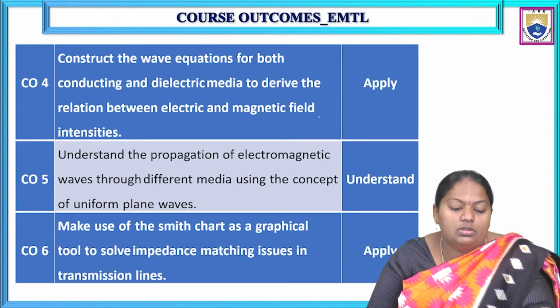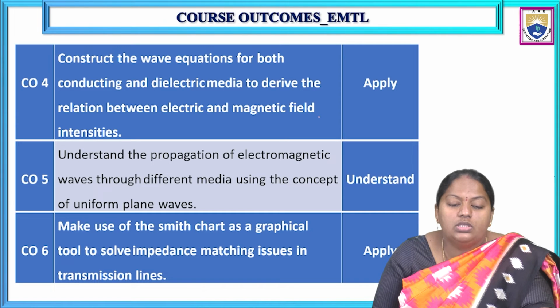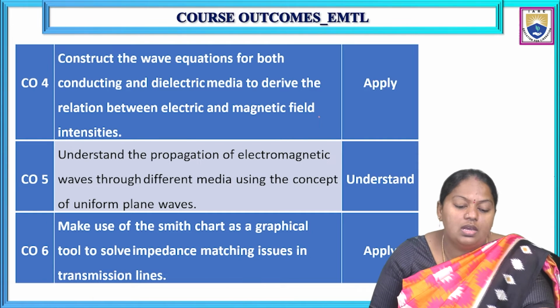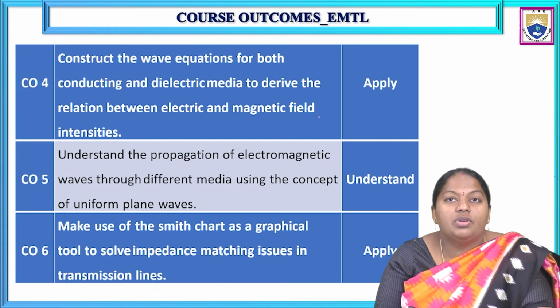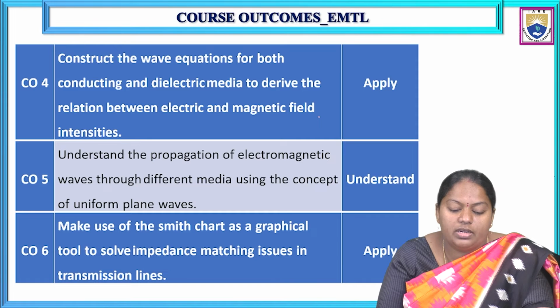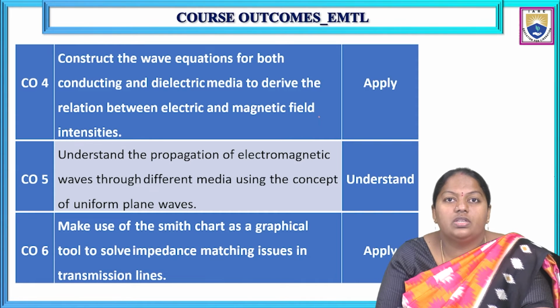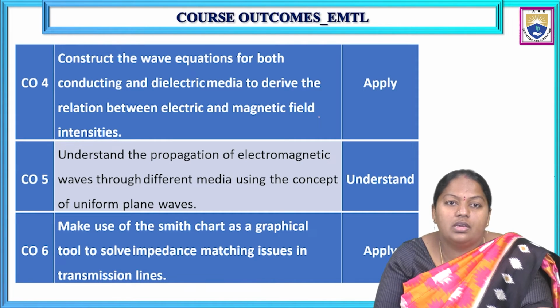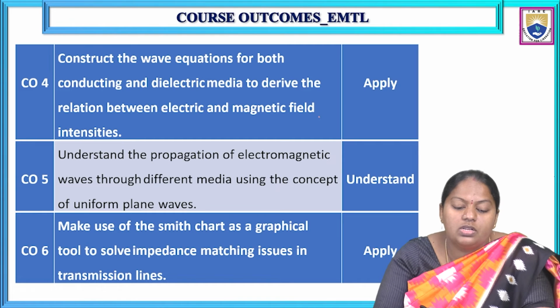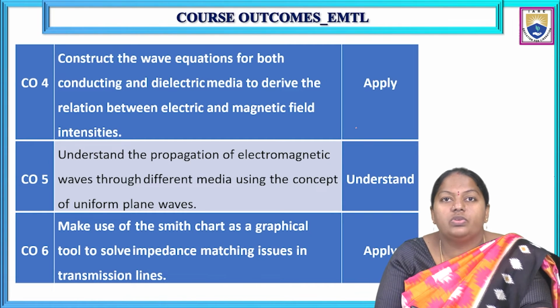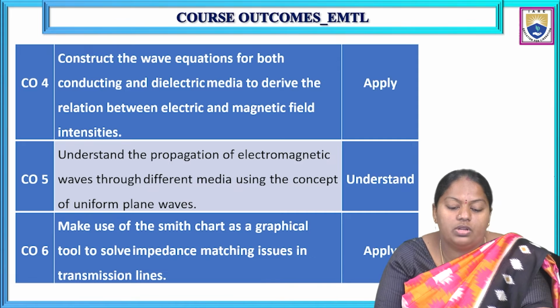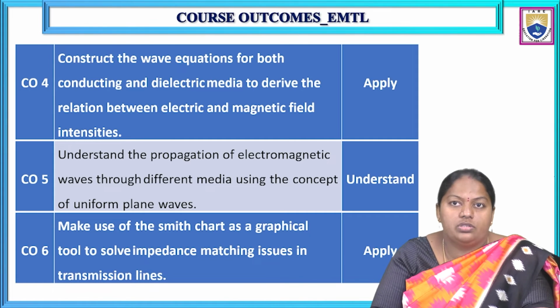Next one, CO4. Construct the wave equations for both conducting and dielectric media to derive the relation between electric and magnetic field intensities. This one is for wave propagation. With this, we will construct wave equations and relate the electric field intensity vector E with the magnetic field intensity vector, and derive the relations between E and H in normal case as well as phasor form. This also comes under apply. Why? Because we need to apply Maxwell's equations to derive the relation between E and H.